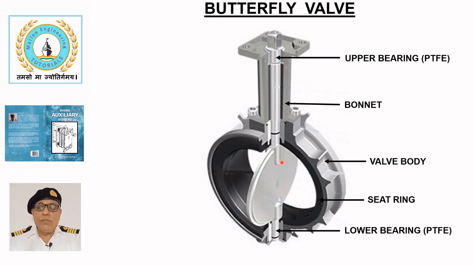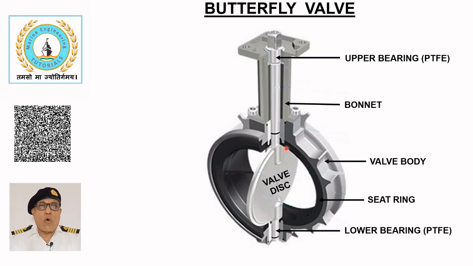Upper and lower bearings made of polytetrafluoroethylene are secured in the bonnet and valve body respectively. These support the shaft and permit smooth rotational movement. A stainless steel disc is placed in the seat ring to control the flow of fluid. A stainless steel shaft operates the disc, driven by an actuator mounted above it.